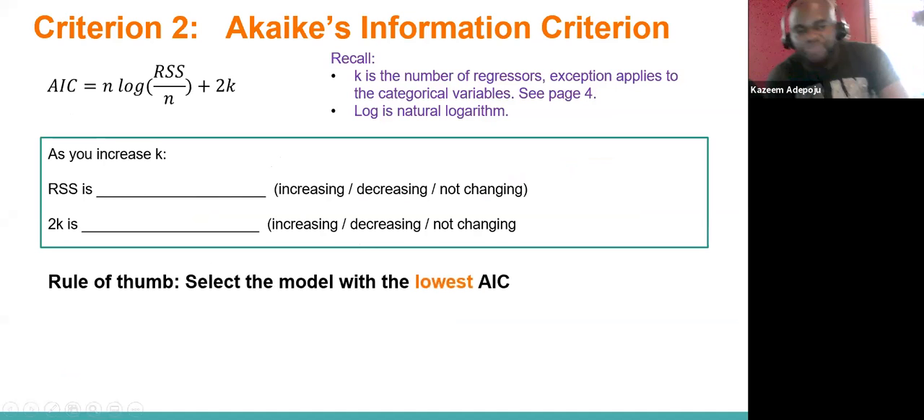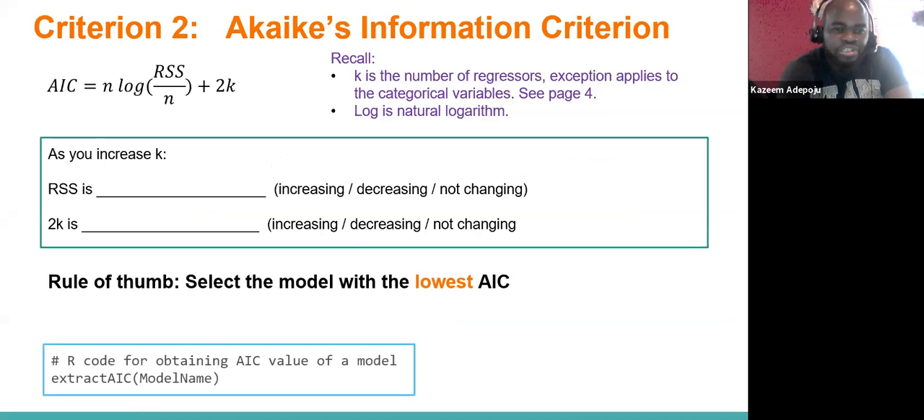Okay, so the rule of thumb is that, of course, the model with the lowest AIC is actually going to be the best model. And you know what? If you're using R software, how do you extract your AIC? You just write extractAIC, and whatever you used to save your model, that is going to give you your AIC.